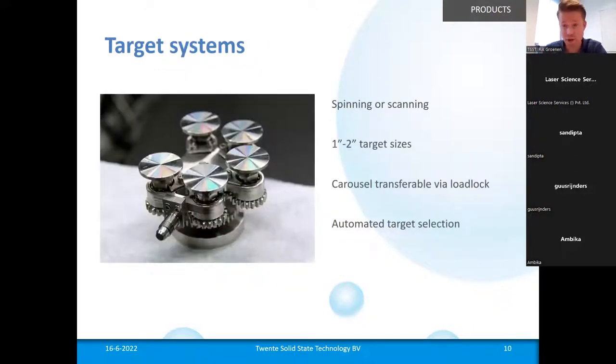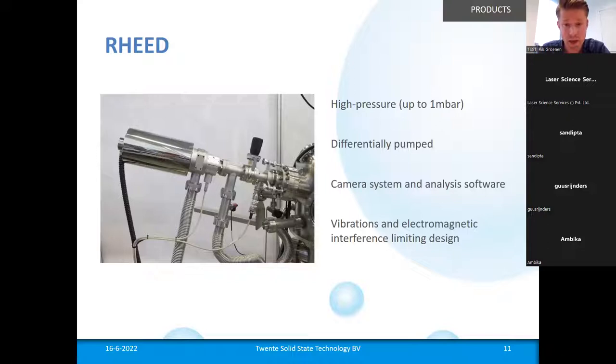Target handling: the nice part of PLD is having several targets in the chamber, being able to switch quickly between targets in a well-controlled way for growth of heterostructures, all controlled by the software. And reflective high energy electron diffraction, RHEED, developed here in Twente actually by Guus. You can really take this credit for developing high pressure RHEED, which is a differentially pumped engineering design, making it possible to do electron diffraction also at higher oxygen pressures in a chamber.